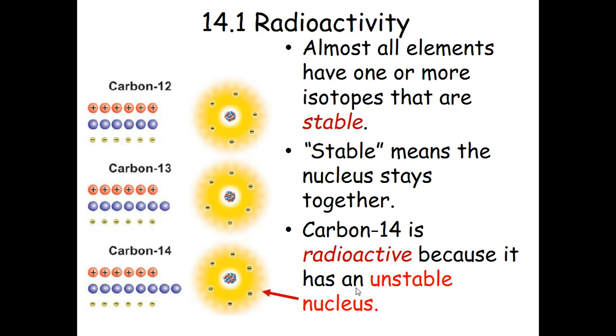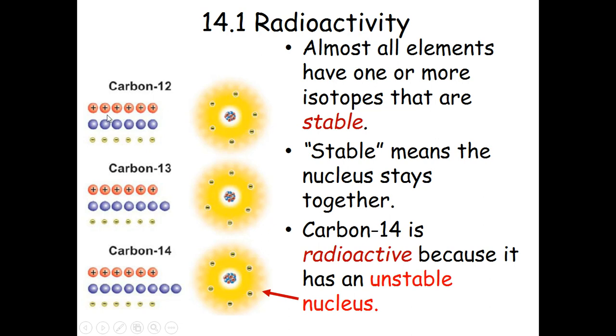Almost all elements have one or more stable isotope. That's what they call these. Isotopes simply is the same element with a different number of stuff going on in the nucleus. Stable means it stays together. In this particular example, carbon-14 is radioactive because it has an unstable nucleus.